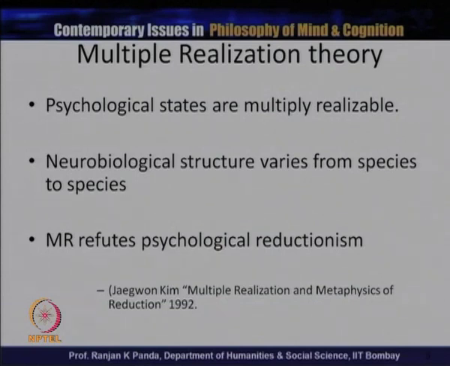That is why the multiple realizability thesis, which Jaegwon Kim advocates in his paper, Multiple Realization and the Metaphysics of Reduction, published in 1992 in Philosophy and Phenomenological Research, tries to show that there are different ways a species will realize the respective psychological states. But this multiple realizability thesis, which I call MR, refutes psychological reductionism. Now, Kim is an exponent of the multiple realizability thesis, but at the same time, he does not talk about reductionism.